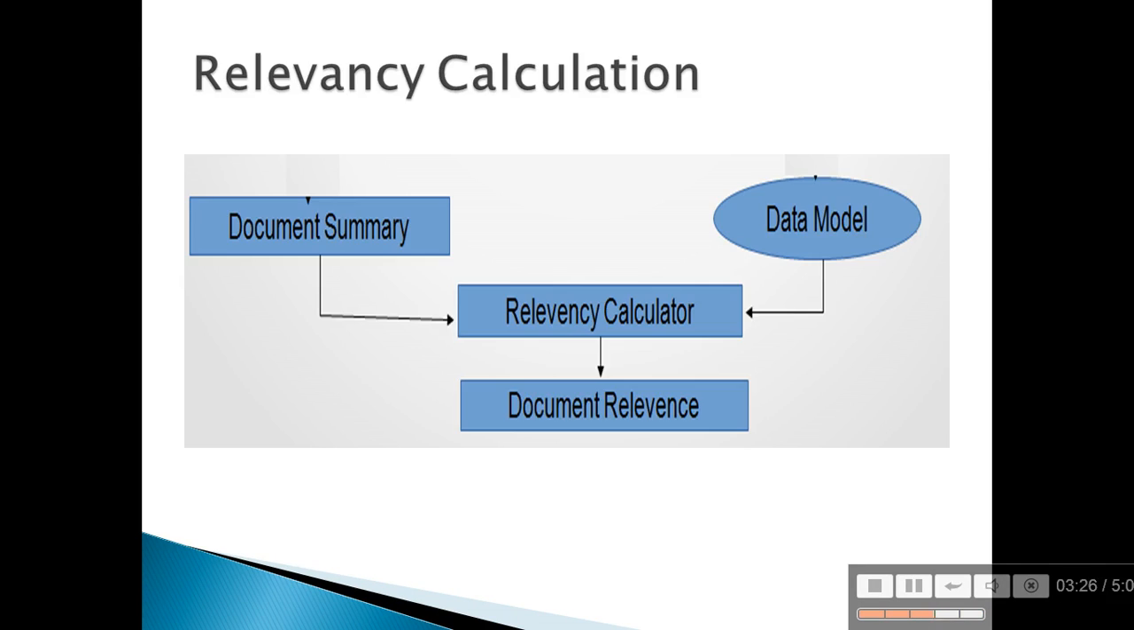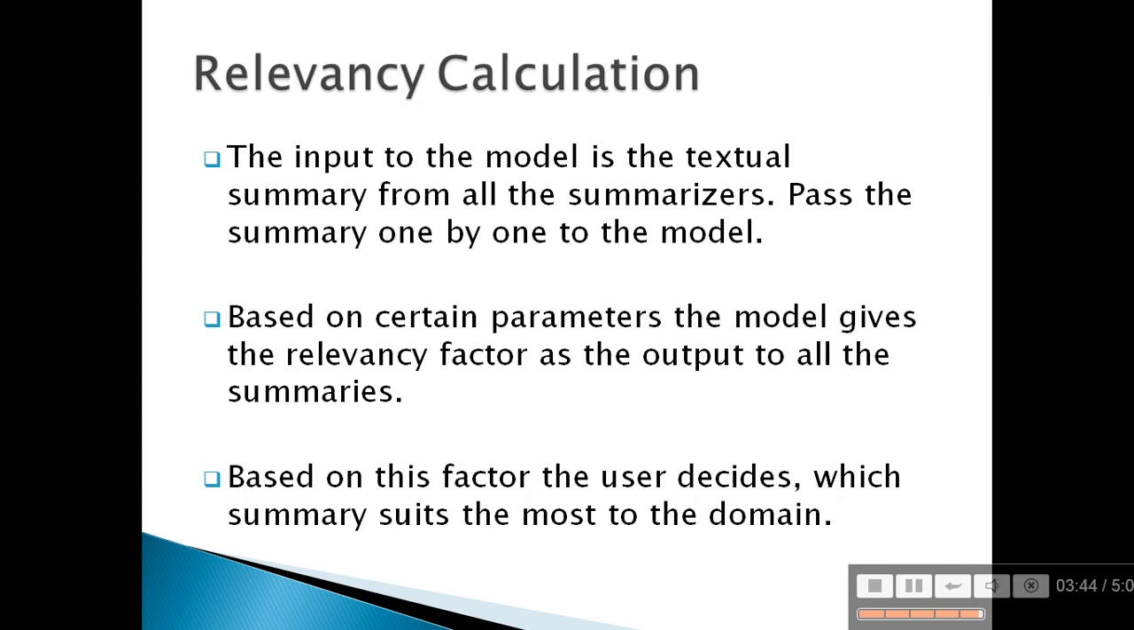The fourth part was relevancy calculation, in which on one hand there was the document summary coming in, and on the other side the binary model from the corpus that we created. The relevancy calculator of the word-to-vec model was the decider which gave us the relevancy of the document. This helped developers decide which summarizer would be the most relevant for their domain. The input to the model is the textual summary from the summarizers, and based on parameters, this is how it works.